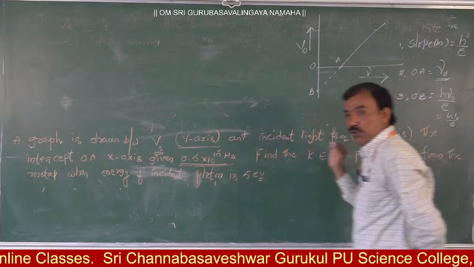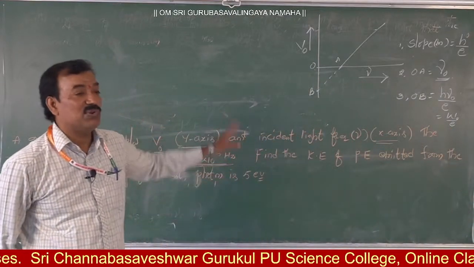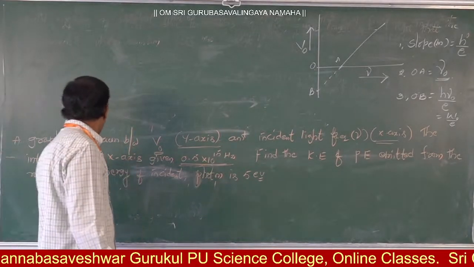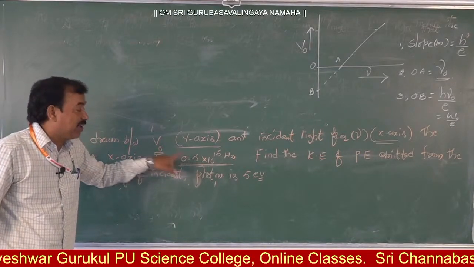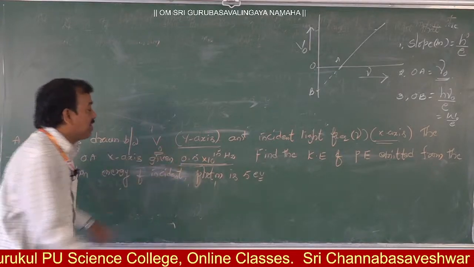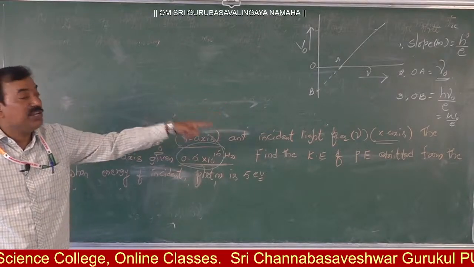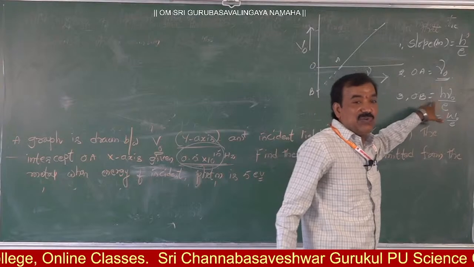Okay, if you know this application and this graph, the remaining solution is very simple. In this question, the intercept OA on the x-axis is given as 0.5 × 10^15 hertz. What is the value here? Please see the graph also. OA is equal to nu naught, so the threshold frequency is given.